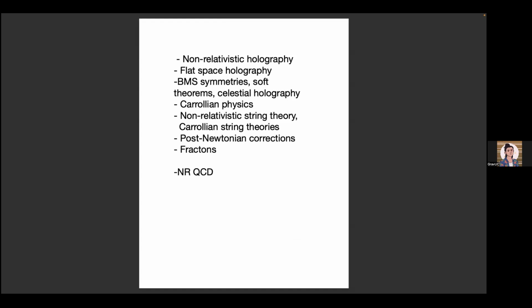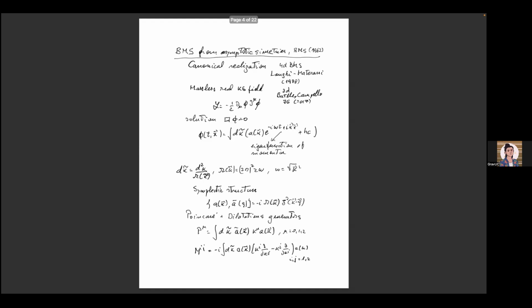Related to BMS symmetry, there is this Carrollian physics, because essentially Carrollian conformal physics is BMS symmetries, and there are several applications, in particular for flat space holography, and I won't comment on the other ones unless you want some explanation.